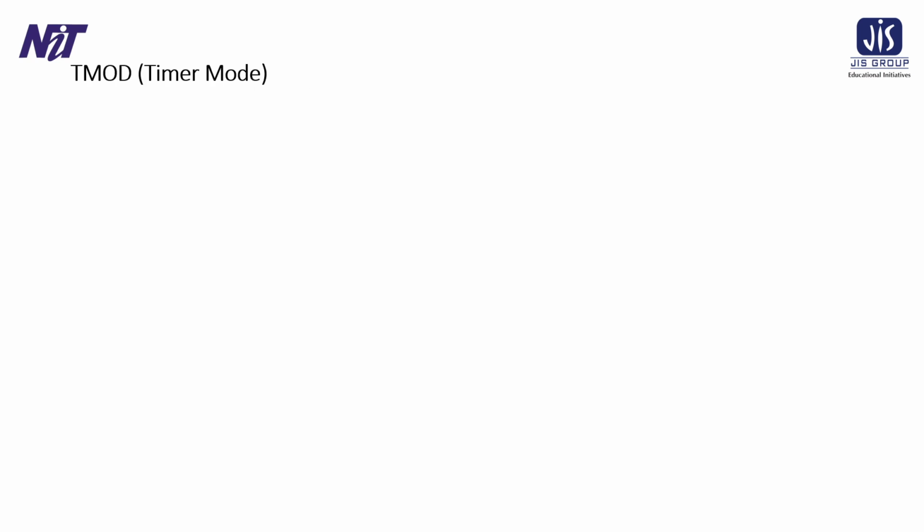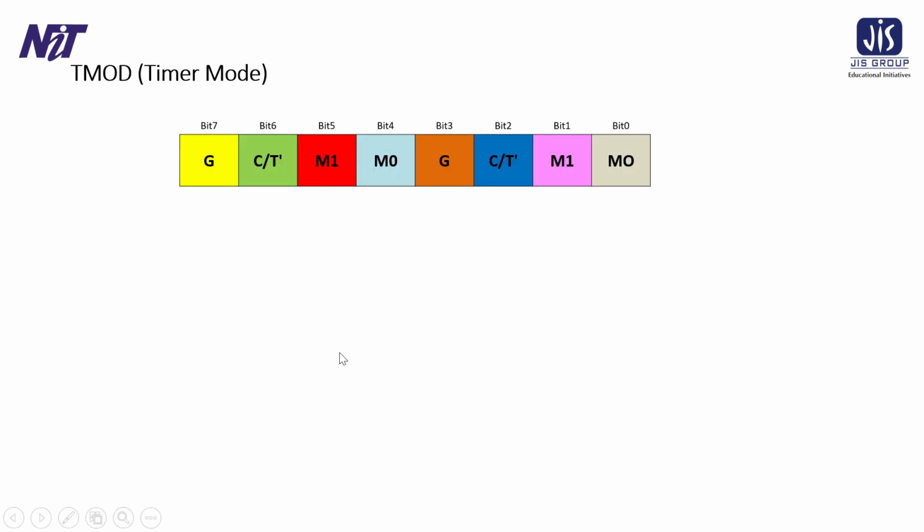Now, the next one is the timer mode select register, or TMOD register, the timer mode register. This upper half is for timer 1 and this lower half is for timer 0. Bit 7 is G, for the gate operation. Bit 6 is C/T bar, counter or timer mode of operation. M1 and M0 are the mode select bits.